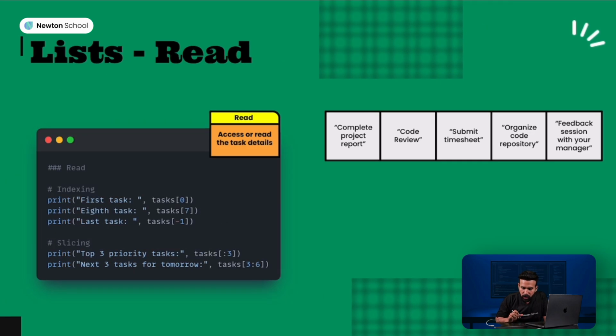Next, we saw how we can read some tasks. If you have to access the first task, you mention 0. If you want to access the 8th task, you say 7. If you want to access the last task, you can do it using -1. First three tasks, 0 to 3. Next three tasks, 3 to 6. That makes sense, right? I'm going to use this example in the playground as well for our remaining lecture.